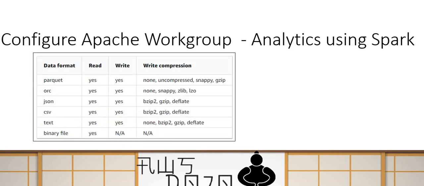Now, you can work with different data formats in Athena, and this is the list of different data formats, what kind of read or write operations you can perform with these formats, and what kind of compression algorithms they allow. Here is the comprehensive list which I found on AWS documentation, and it's for your information, always to keep in mind when you are working with different types of data formats in your analytics platform.